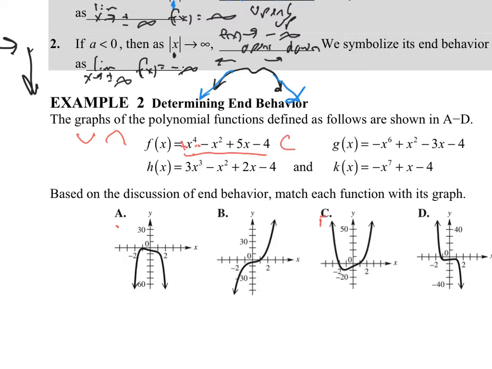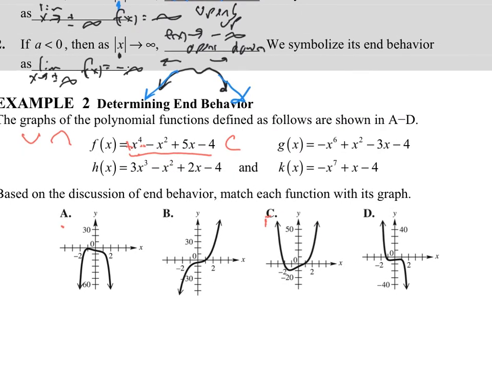Let's go over to G. G is another even power. Both have to open up or both open down. There's only one answer left that does that. And since there's a negative there, it opens down, so that would be the A. And this is a third degree, and the positive 3 means it looks like this. So it has to rise to the left and fall to the right. The only one that does that is D.